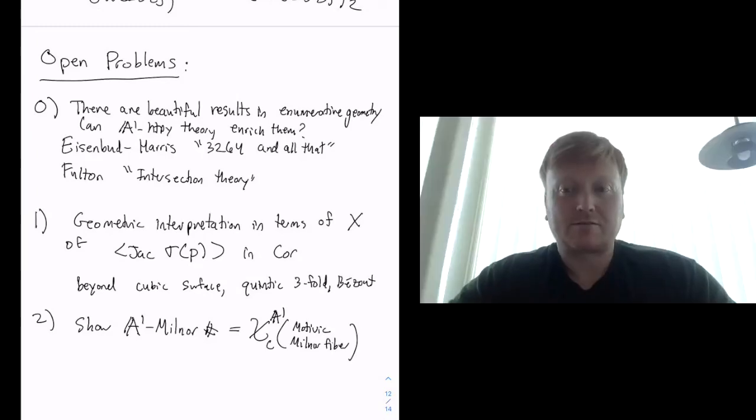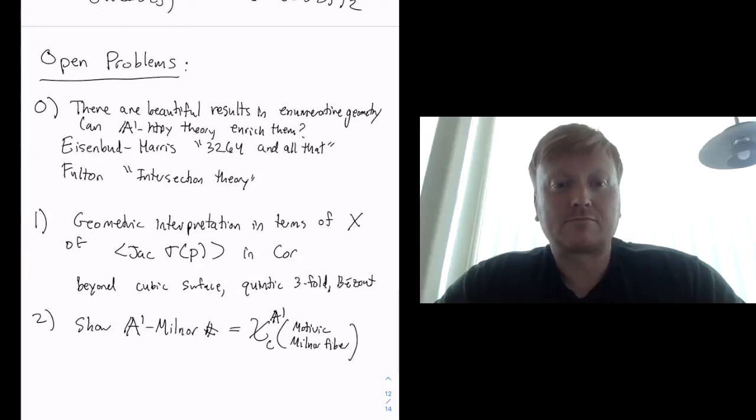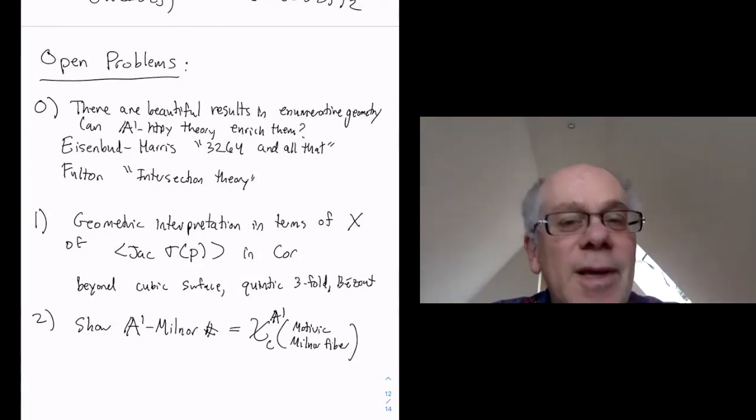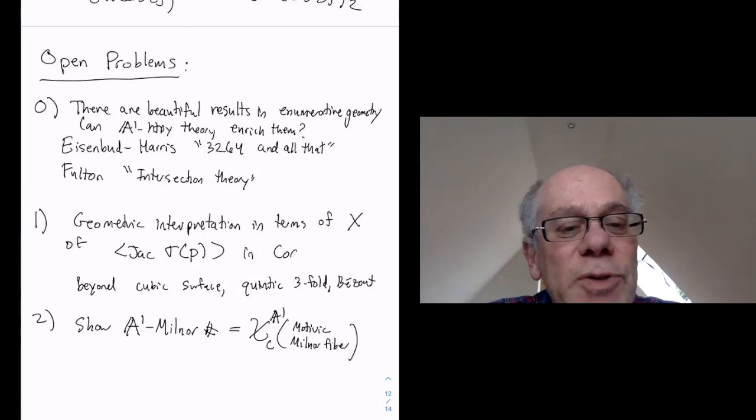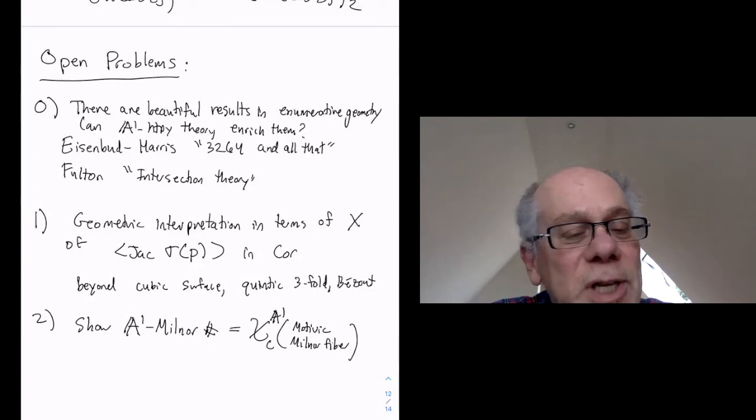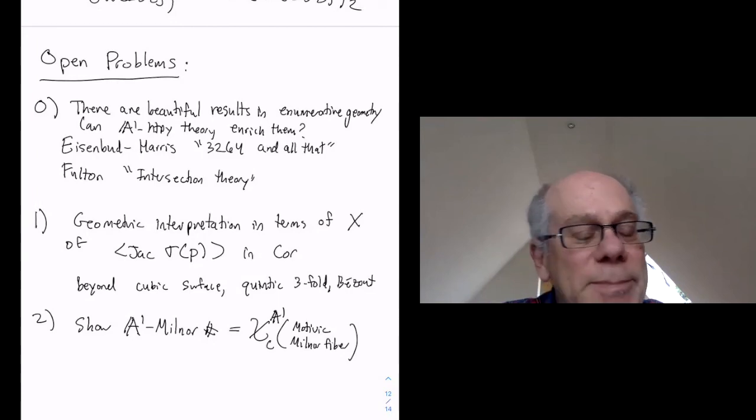Okay, great. I have a question. Show my face. So this last question, the A1 Milnor number equals the Euler characteristic of the motivic Milnor fiber. You said the left-hand side comes from a pairing on Hochschild homology. Can you say a little bit more about that?